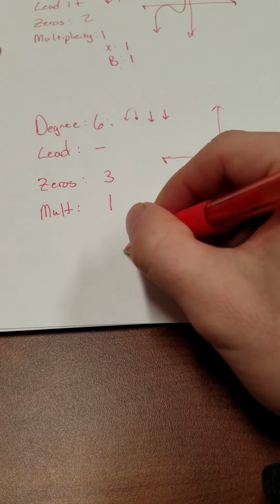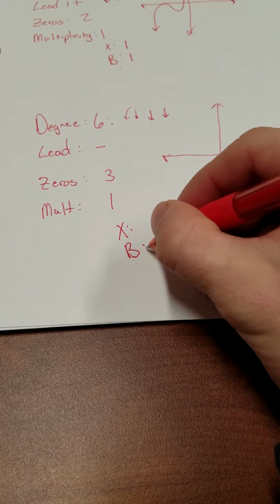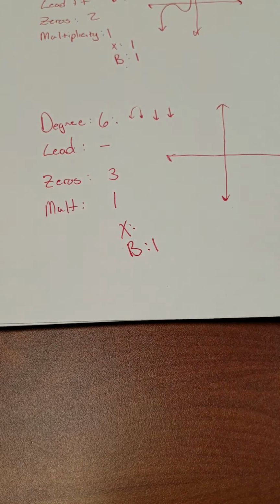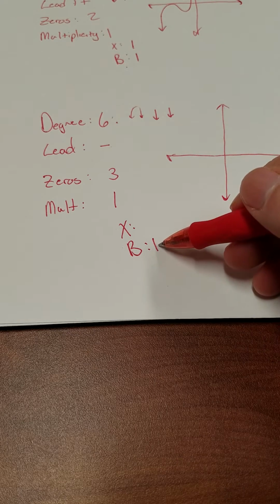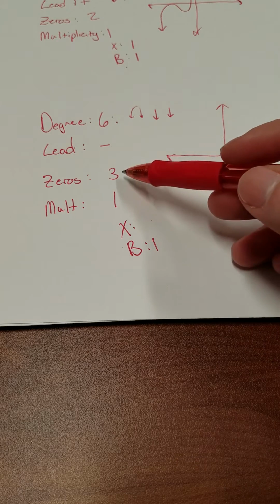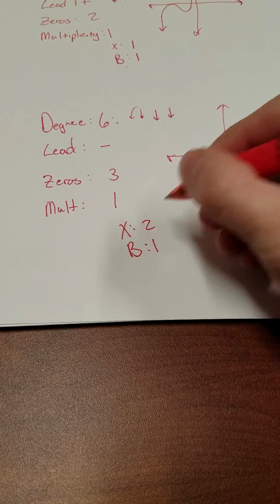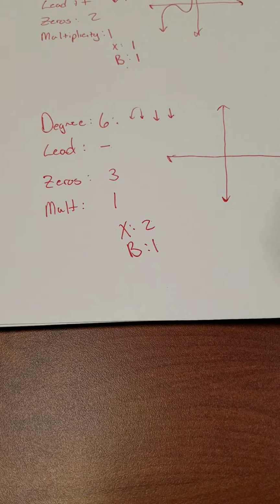Now let's look at bounces and crosses. The number of multiplicities tells me the number of bounces. So that means there's going to be 1 bounce right here. These two numbers, bounces plus crosses, have to add up to give 3. So if I have 1 bounce, that means I need to have 2 crosses. All right? Now we're going to take care of this.